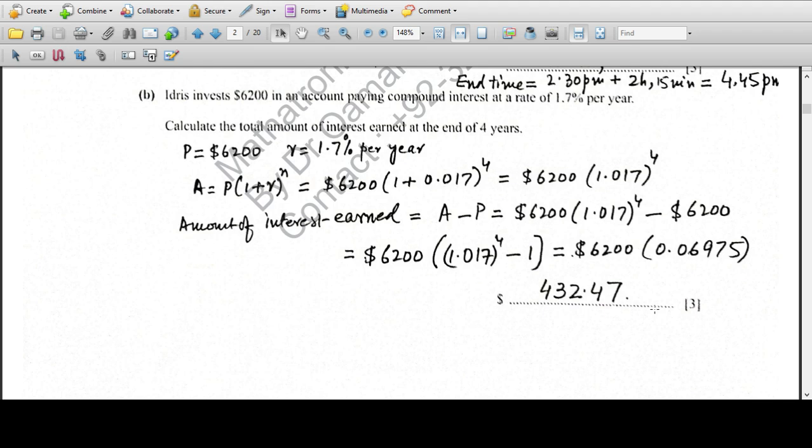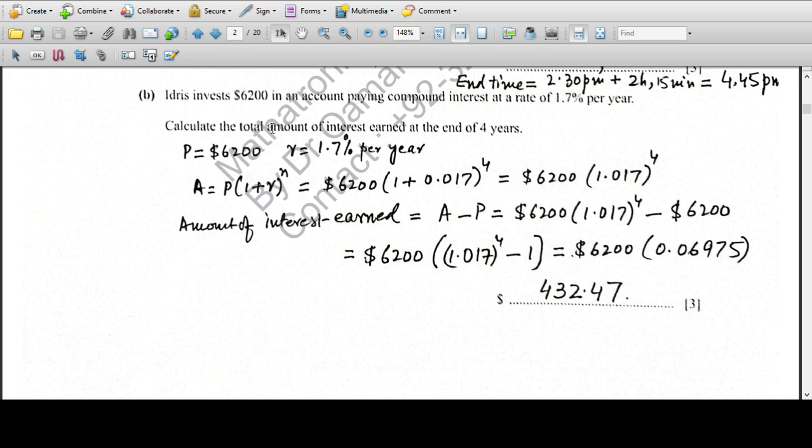Question 5. Idris invests $6,200 in an account paying compound interest at a rate of 1.7% per year. So his amount is $6,200 in an account with compound interest at a rate of 1.7% per year.